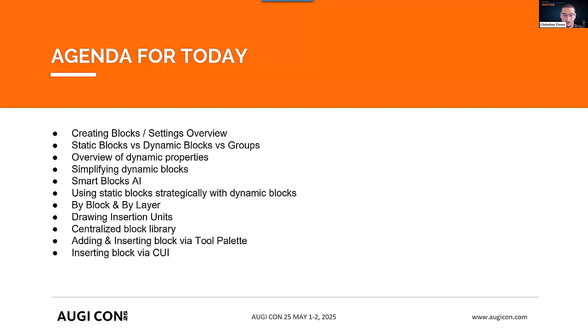We'll cover what by block and by layer is, as defined in your properties panel. And we'll look at what drawing insertion units mean for us. And we'll look at a centralized block library approach. And we'll see some examples of how to add blocks to a tool palette and to insert blocks into your drawing by your tool palette as well. And we'll also look at some examples of inserting blocks through your CUI.